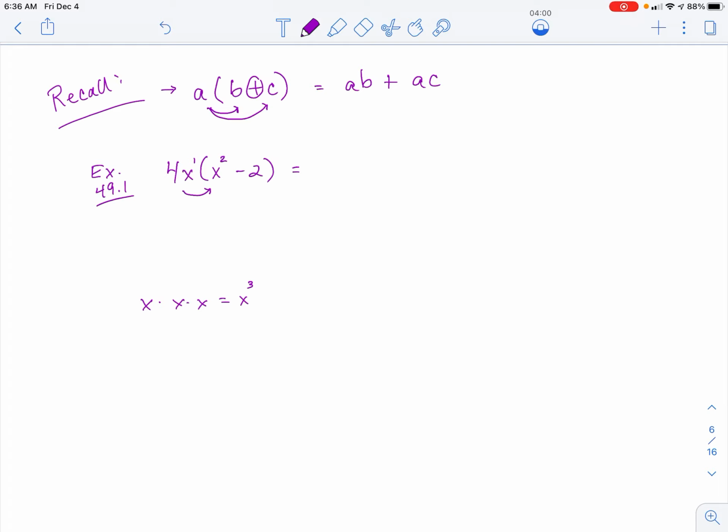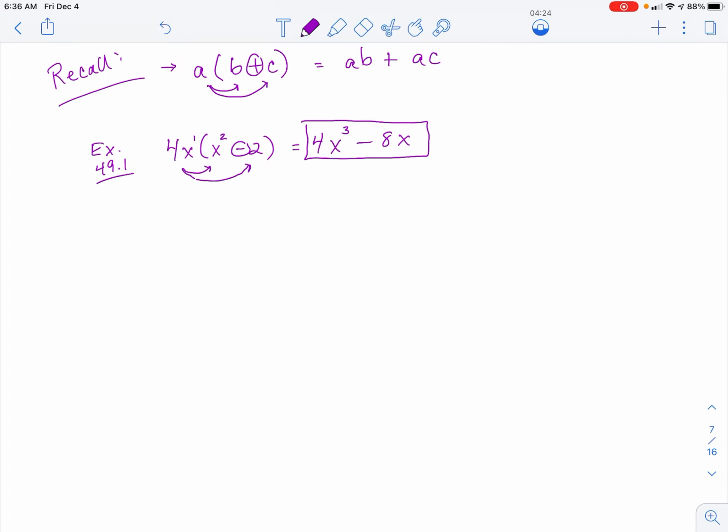I'm going to take 4x and multiply it with 4x squared, and I would get 4x to the 3rd power. And then I take 4x and I have to distribute it to this 2. This is subtraction in here, so we keep that going on. And we have 8x out to the right here. That would be your answer once you have distributed the 4x to each term within the parentheses.